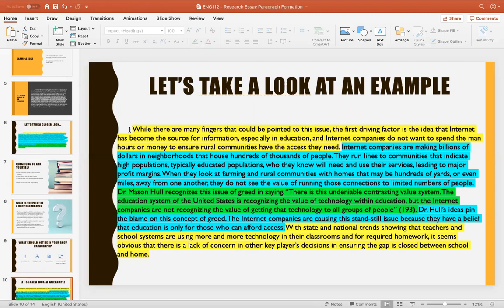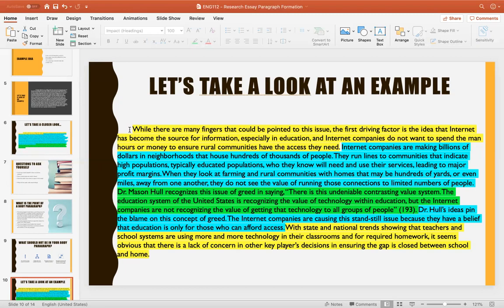Dr. Mason Hull recognizes this issue of greed in saying, there is this undeniable contrasting value system. The education system of the United States is recognizing the value of technology within education, but the internet companies are not realizing the value of getting that technology to all groups. There you see a direct quote from an author, Dr. Mason Hull. And we'll talk about how to cite a little bit later in this lecture this week.